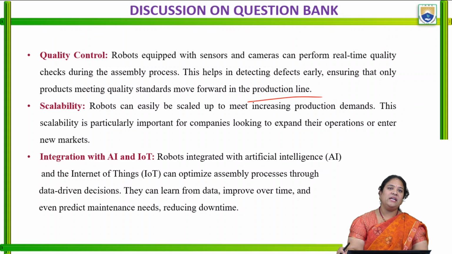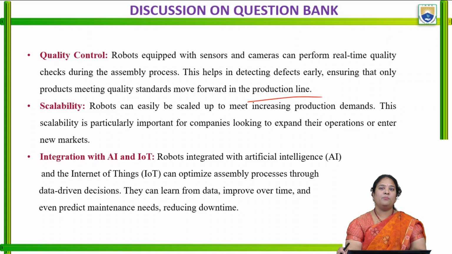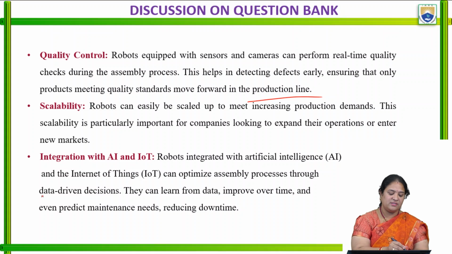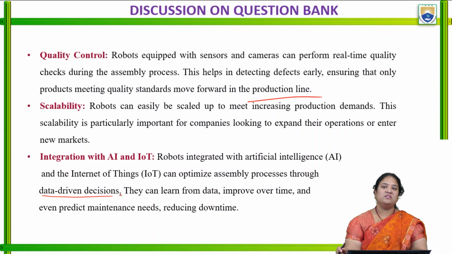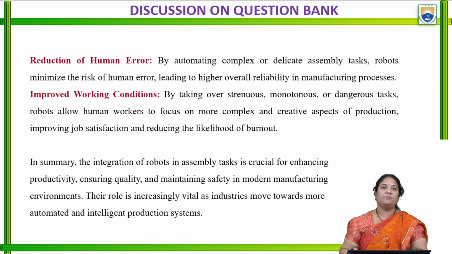Coming to the scalability, robots can easily be scaled up to meet increasing production demand. This scalability is particularly important for companies looking to expand their operation or enter a new market. And next is integration with AI and IoT. Artificial intelligence and Internet of Things can optimize assembly process through data driven decisions. That is, when we have data driven decisions, AI and IoT can be used, where it improves overall time and even predicts the maintenance rate and reduces the downtime.